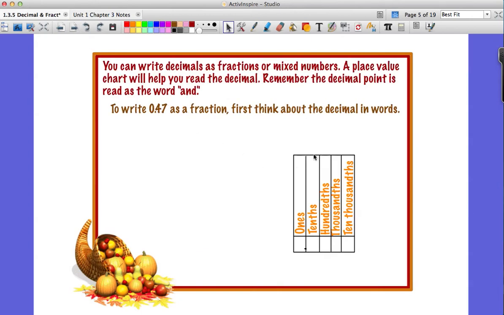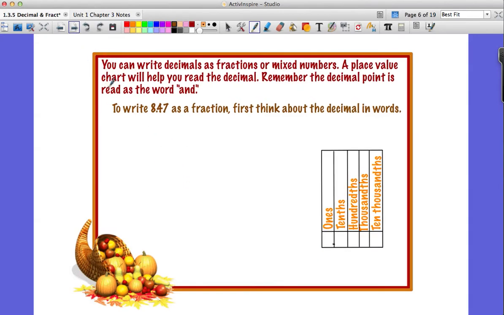All right, so when we write decimals as fractions or as mixed numbers, a place value chart can help you out. What you want to do is think about the decimal in words. So in this case, if we have 0 and 47 hundredths, if I put it in my place chart, I have 0 and 47 hundredths. Well, that means that out of 100, because it ends in the hundredths place, I have 47 pieces. And I don't have any whole groups because in my ones, it's a 0. So 47 hundredths as a fraction is 47 over 100, or as we usually say, 47 hundredths.